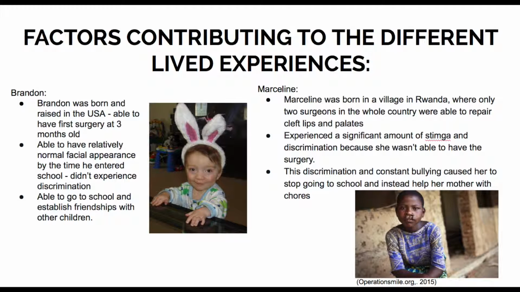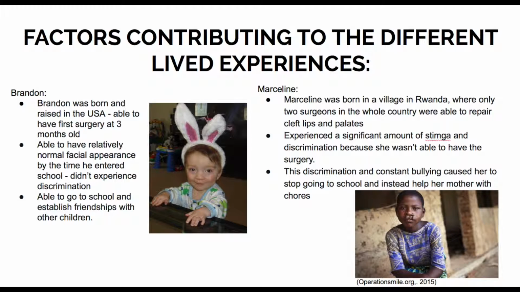This factor explains how both Brandon and Marceline had differing lived experiences as they grew up. Due to the fact that Brandon was able to have surgery when he was very young, and he had a relatively normal facial appearance, he was able to go to school and establish friendships with other children, therefore having a positive impact on his social health.